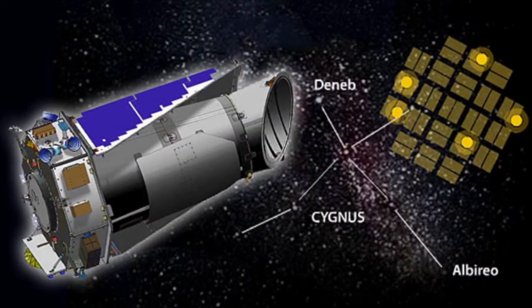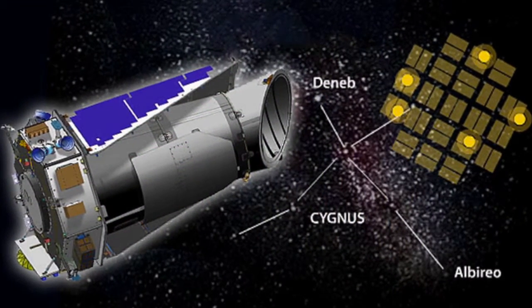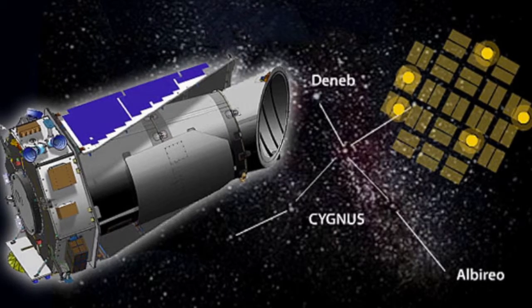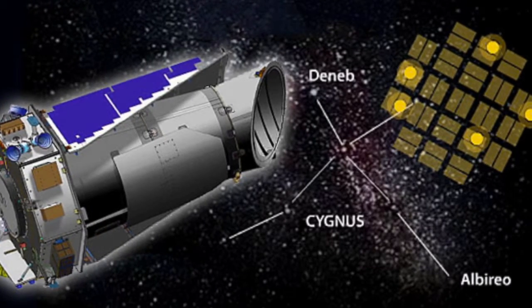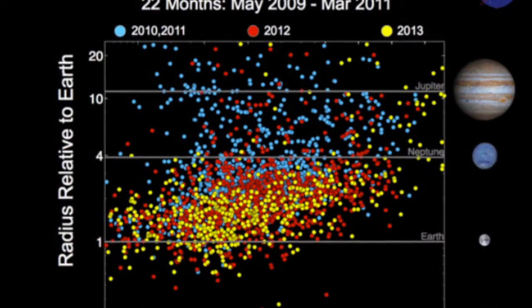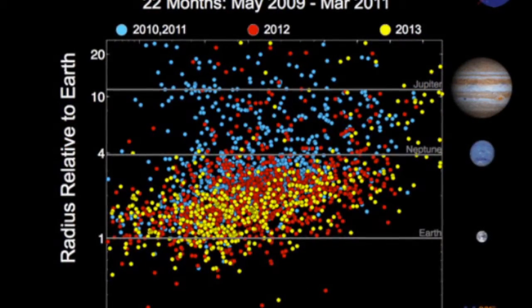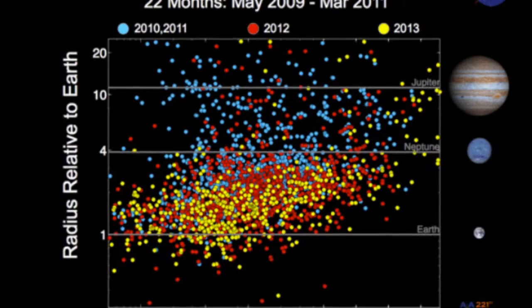To look for extraterrestrial life, scientists have developed a spacecraft called the Kepler mission. It is NASA's first mission capable of finding Earth-sized planets around other stars. It was launched in March of 2009 and since then has confirmed over 1,000 exoplanets.